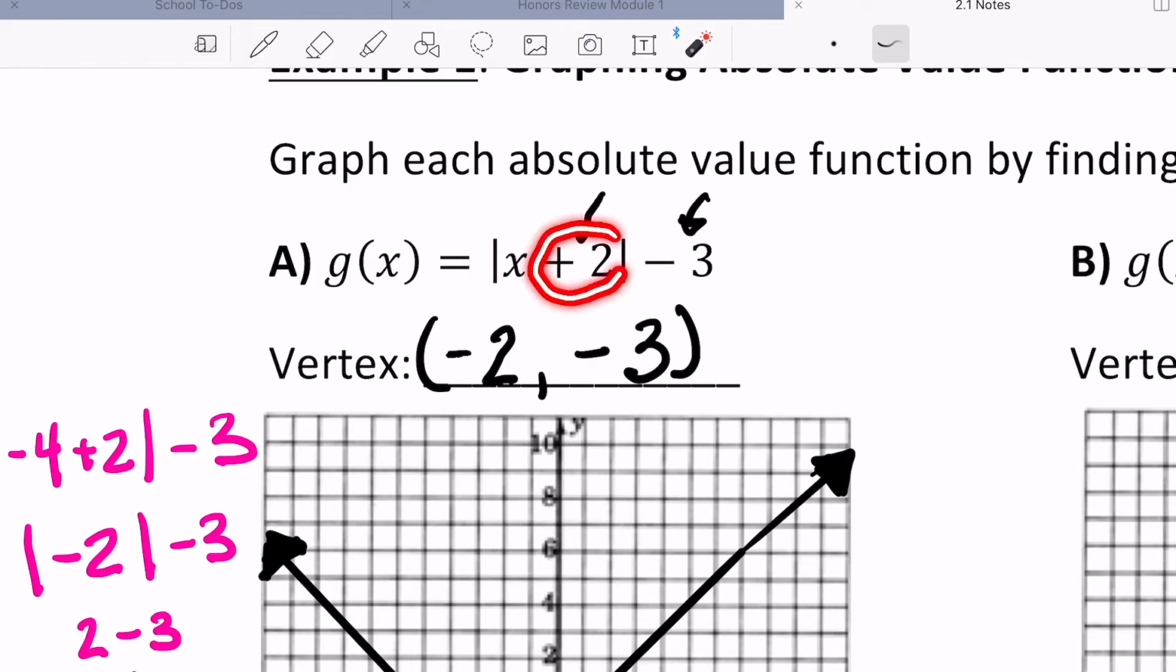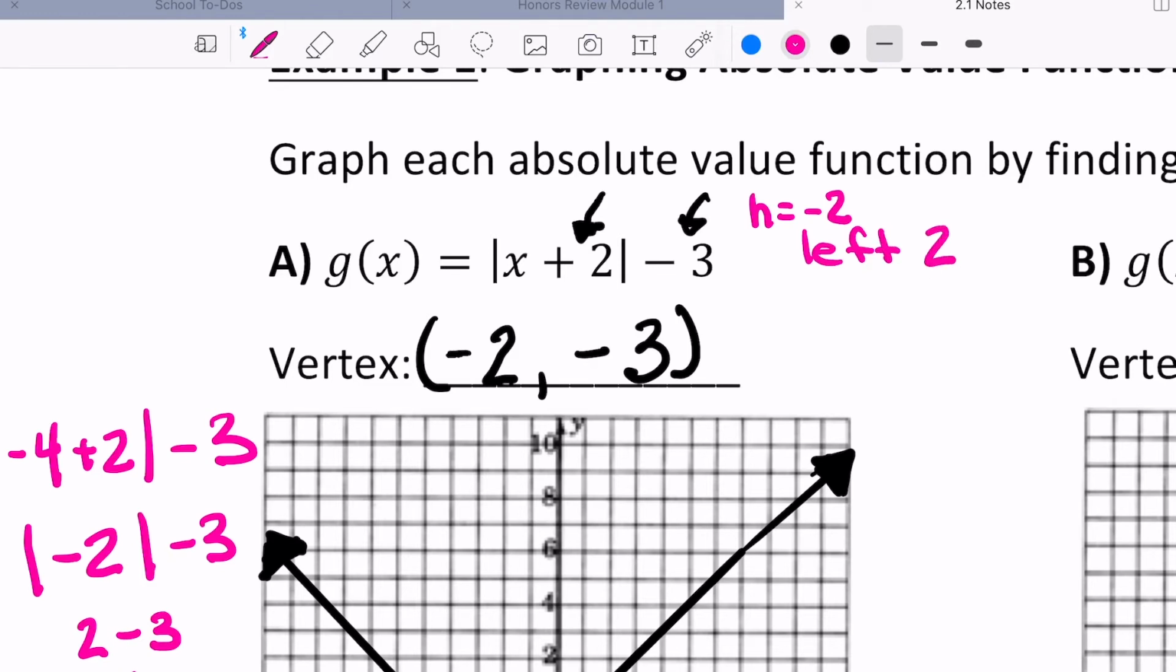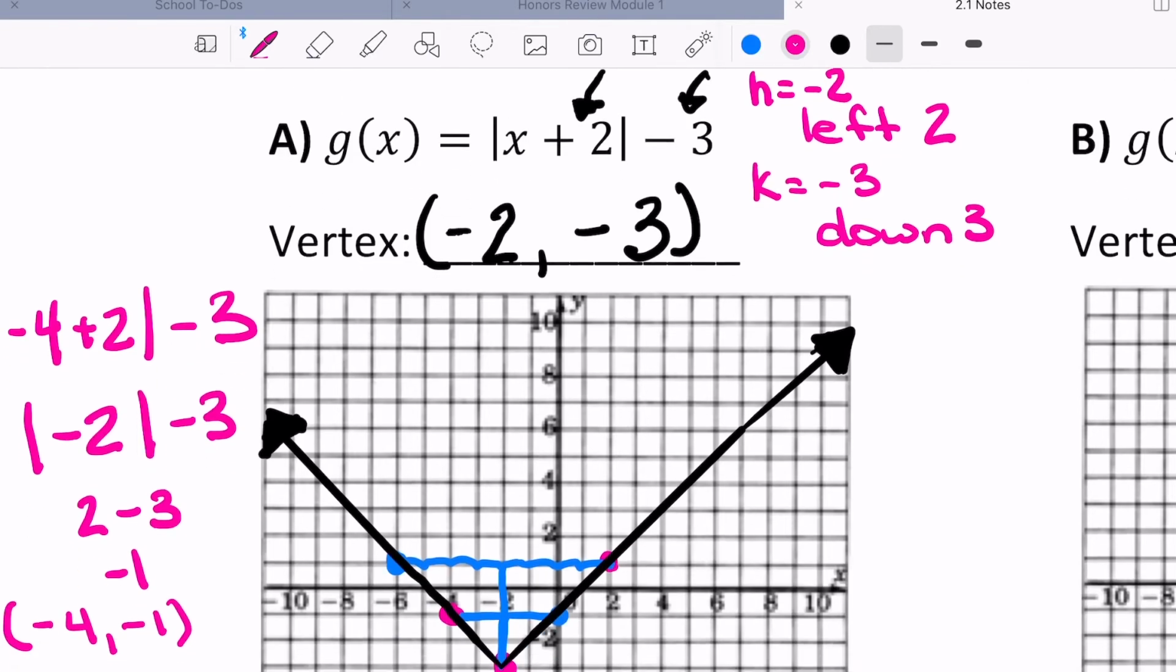Our h value is negative 2. So because h is negative 2, that means that our function moved left 2 values, okay? And our k value is -3, which means our function moved down 3 values, okay?